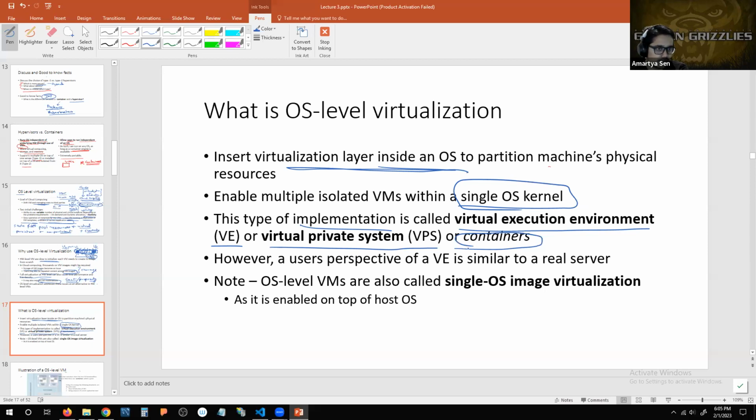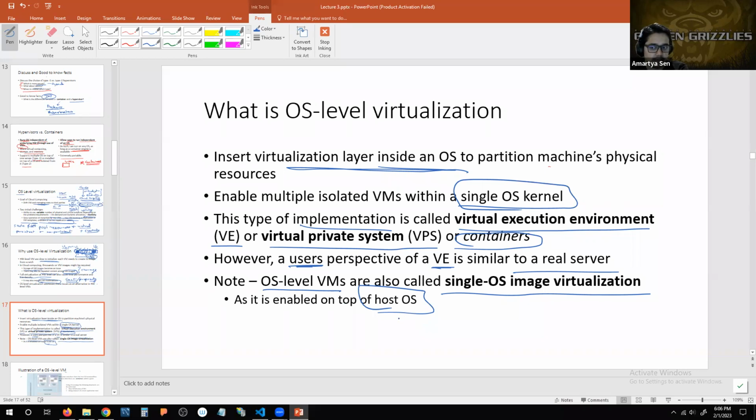But for a user, the person who will be using the service, these virtual execution environments, or VEs, will behave as if they're using a real server or their own local system. So OS level virtualization, and the creation of virtual machines through it, came to be known as single OS image virtualization. Essentially, it was enabled on top of a host operating system.